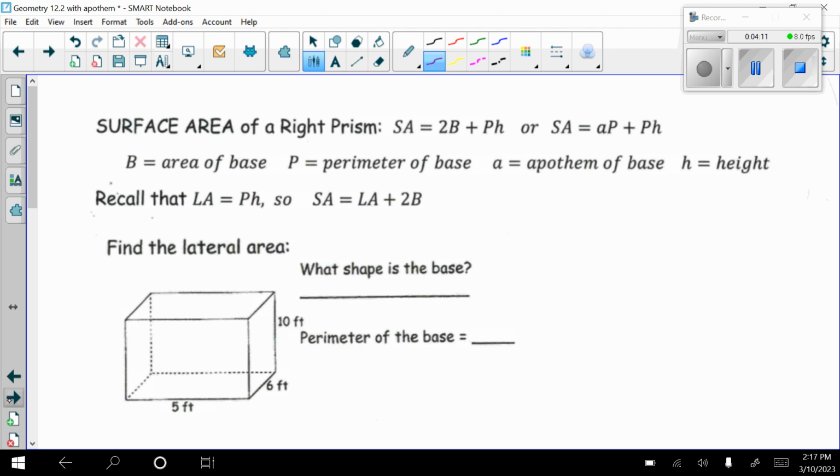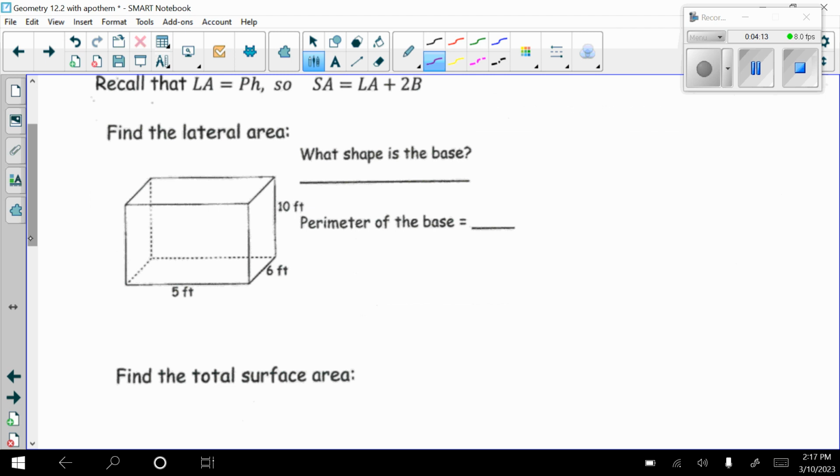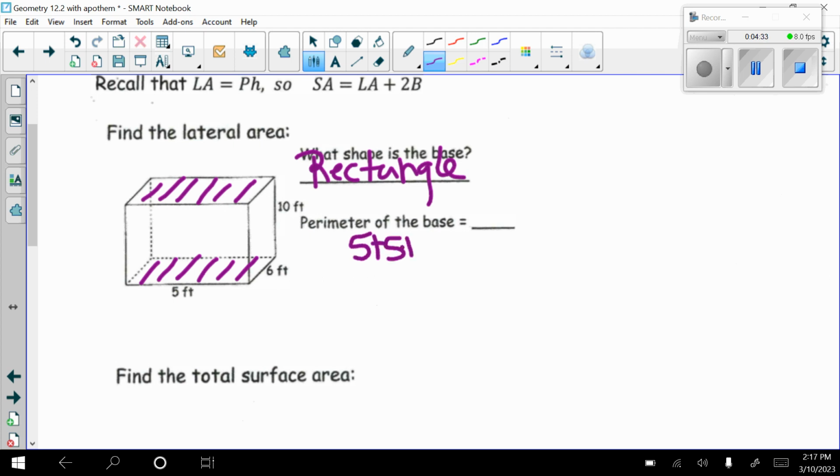All right, so we're going to start out nice and easy. Find the lateral area. So first, what is the shape of the base? So I'm going to shade this in. So there's my top base and my bottom base. So my shape of the base is a rectangle. Okay. So then I can find the perimeter of the base, because remember, perimeter just means add up the sides. So my perimeter of the base, if I do 5 plus 5 plus 6 plus 6, so I get 22 feet is the perimeter of my base.